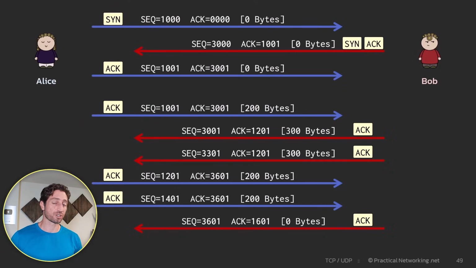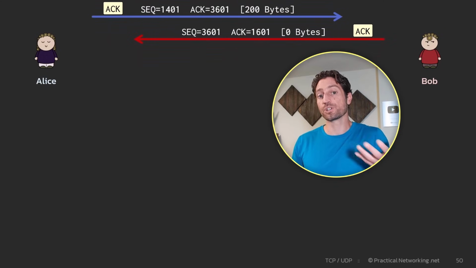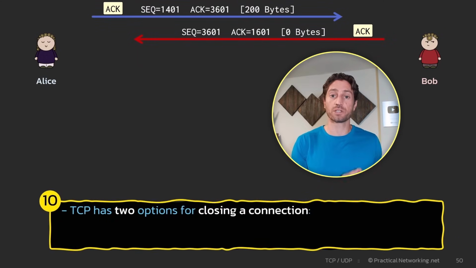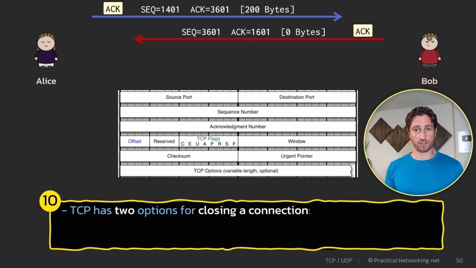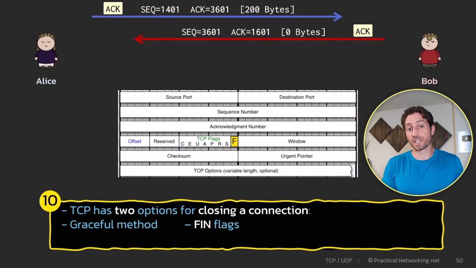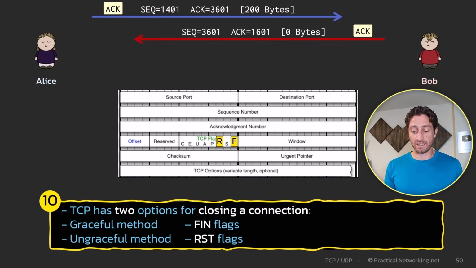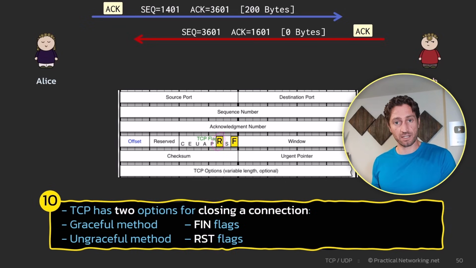And that actually brings us to idea number 10. Idea number 10 is that there are two ways for TCP to close a connection. And to properly show them to you, we're going to again use the TCP header. The first way TCP can close a connection is what I'm going to call the graceful method. The graceful method uses FIN, or finished, flags. And the second way is what I'm going to call the ungraceful method, which uses the R, or reset, flag. Idea 11 and 12 will explore each of those ways in more detail.